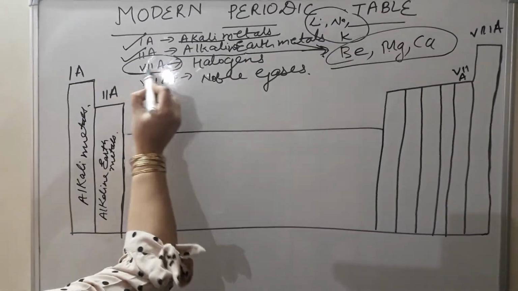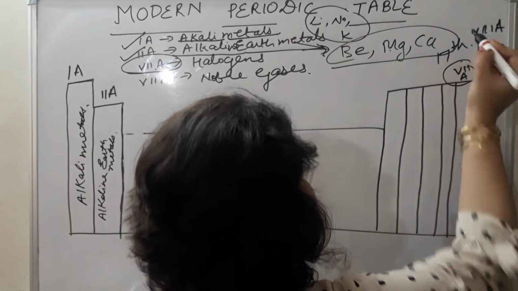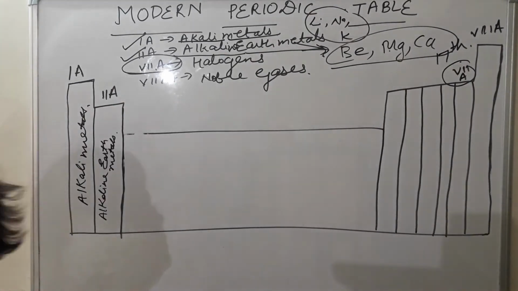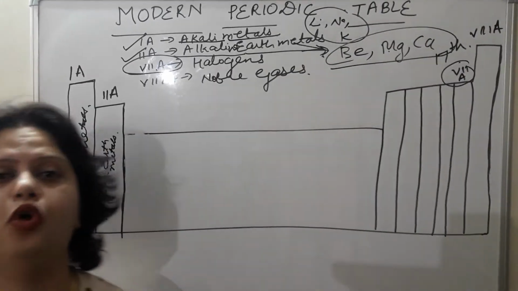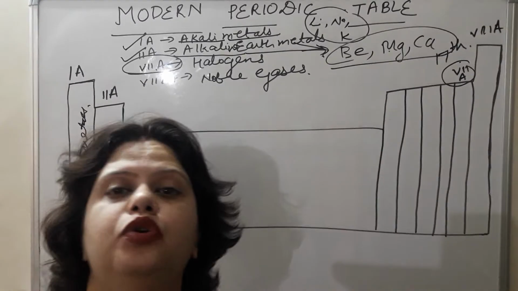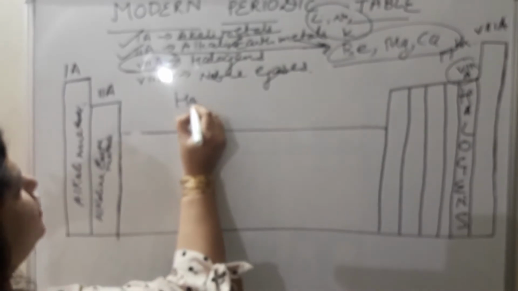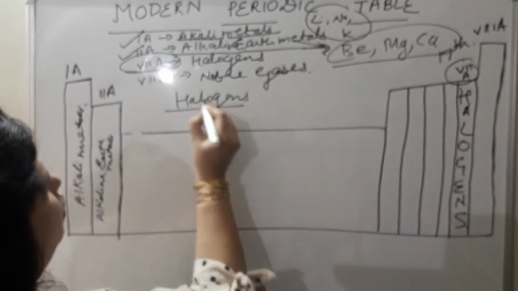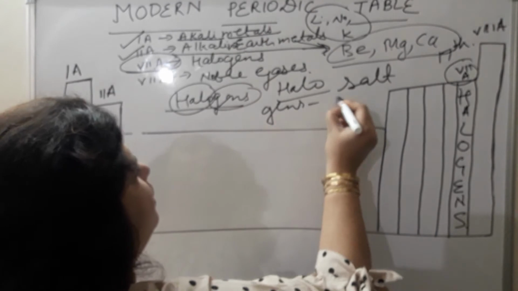Now I will come to this 7A, a very important group. 7A, or the 17th group of the periodic table. Elements which are present in group 17, or 7A, of the modern periodic table are known as halogens. This is the word halogens. Now this halogen is made up of two words: halo and gens. Halo means salt and gens means forming.